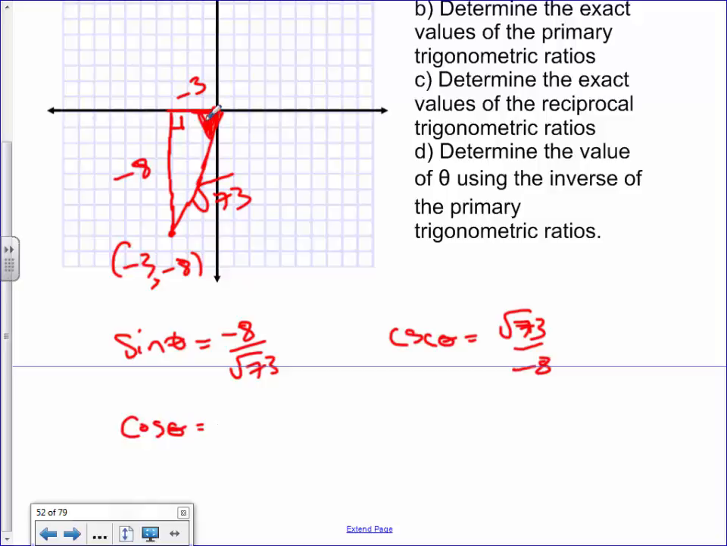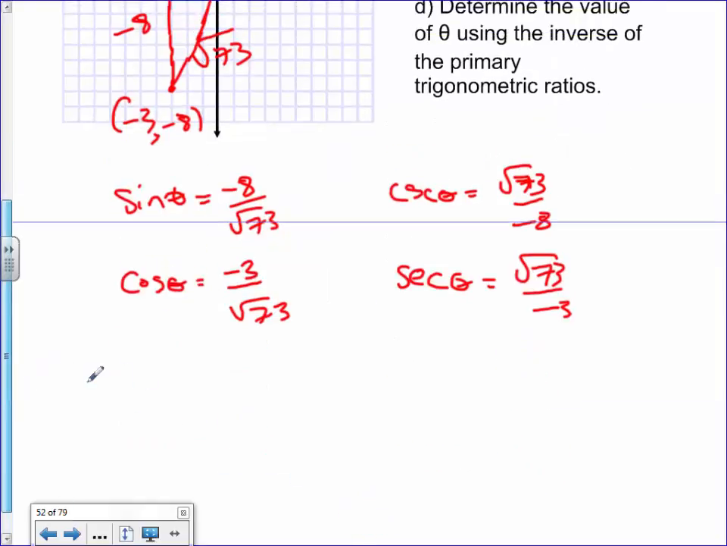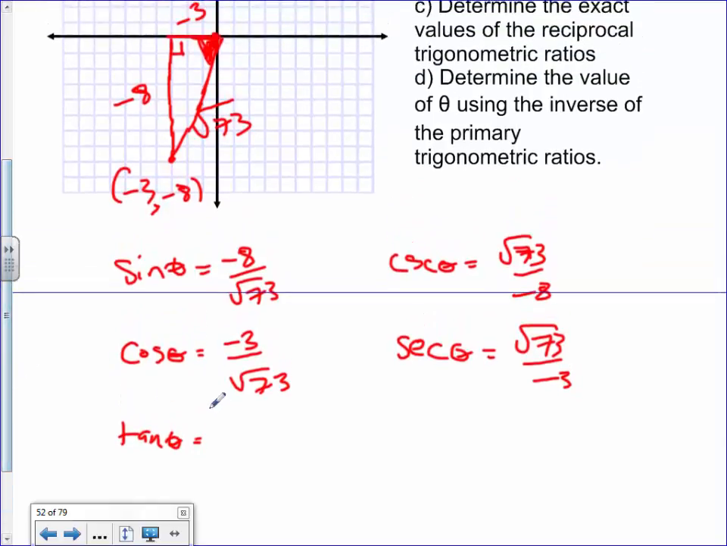Okay, compared to the little angle in black I drew, and what's the adjacent then? -3. The hypotenuse, root 73. Cosine works in tandem with secant, so you just need to flip the fraction upside down. Last one's tan. Tan is your opposite over your adjacent.